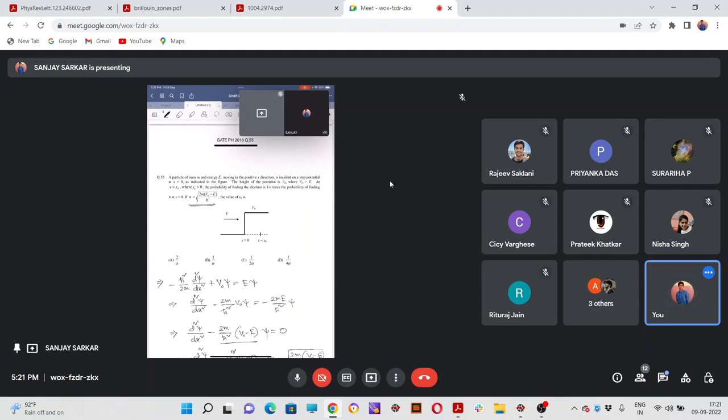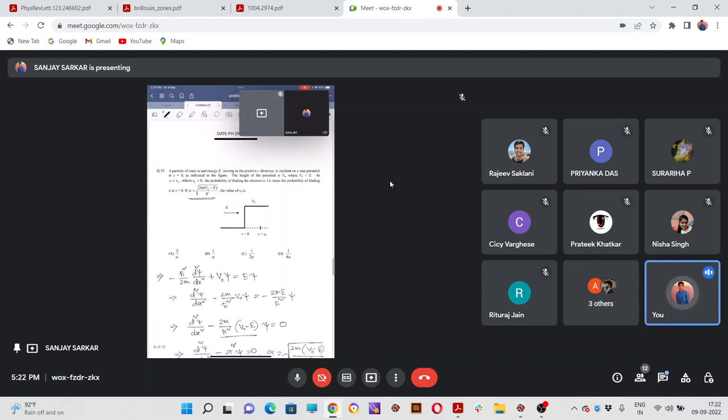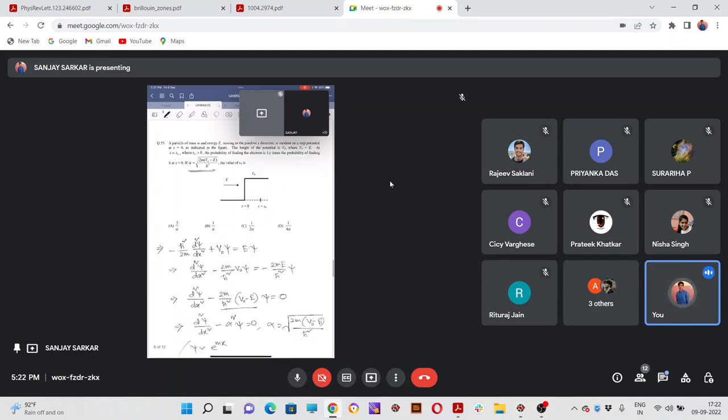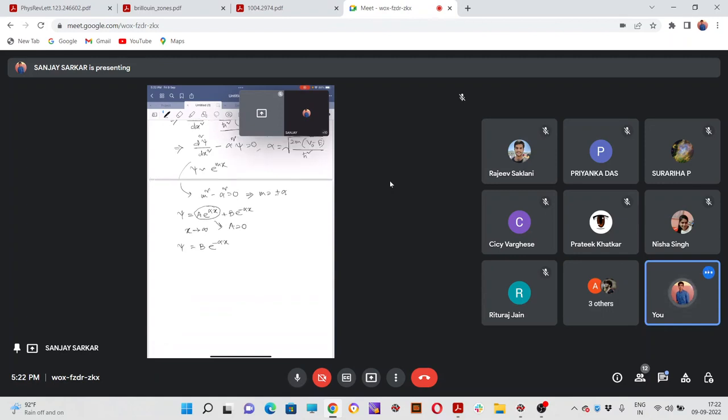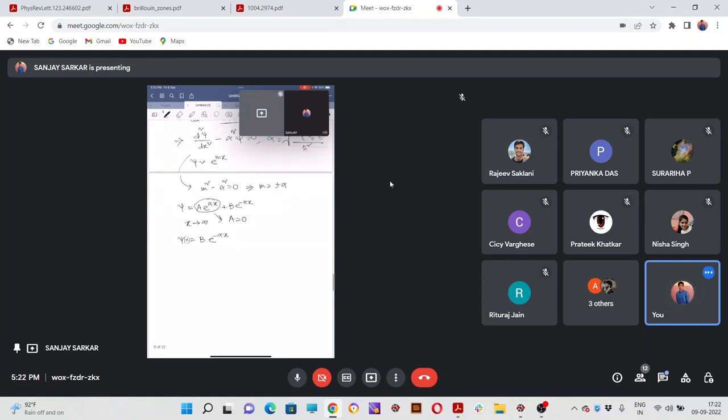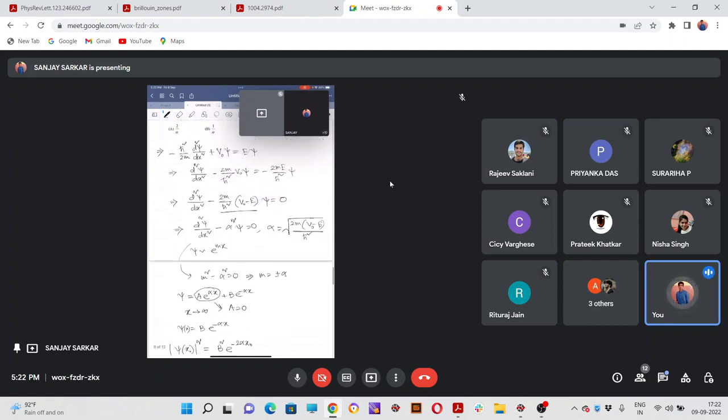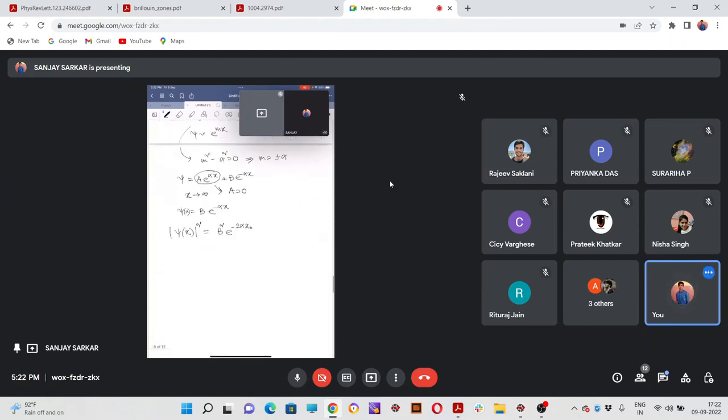Now here the probability of finding the electron is 1 by e times the probability at x equal to 0. If we know the wave function psi of x, then the probability of finding the electron at x equal to x0 is b square e to the power minus 2 alpha x naught, and the probability of finding the particle at x equal to 0 is psi at x equal to 0 modulo square. This is just b square.